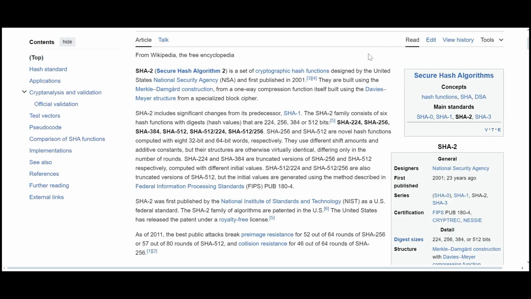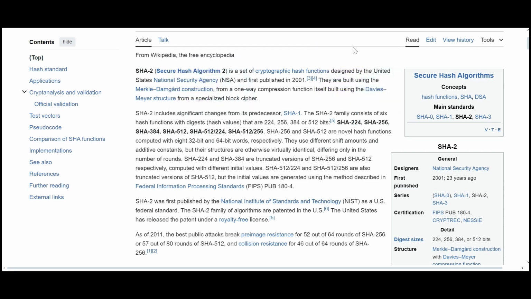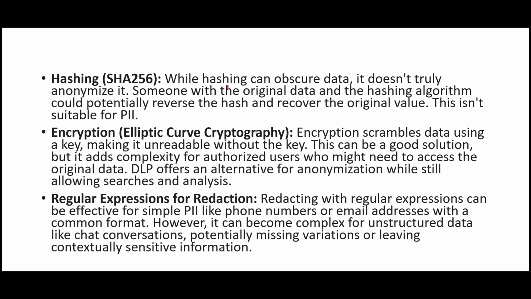See, option A suggests to make use of SHA. SHA, this is secure hash algorithm. It is a set of cryptographic hash function. So you have different flavors: SHA 224, 256, 512, and so on. See, the problem is it does not anonymize the data. So someone with original data and the hashing algorithm could reverse the hash and recover the original value. So for PII, we never use hashing.